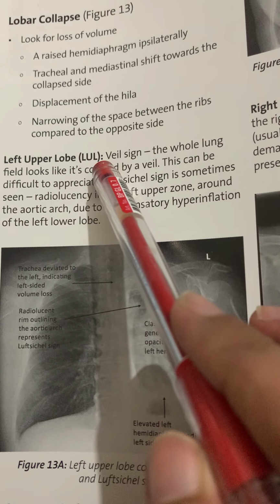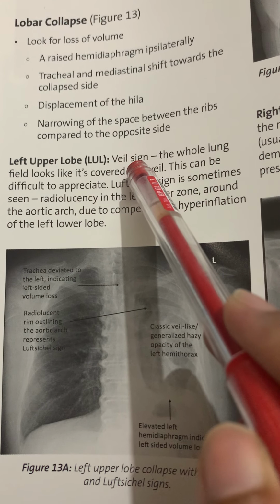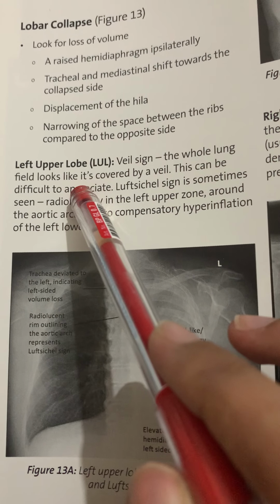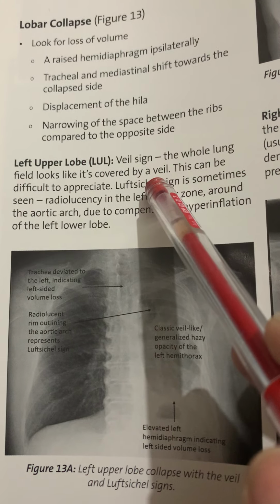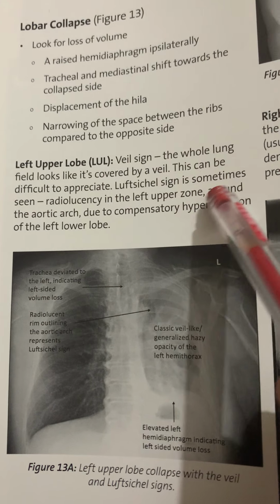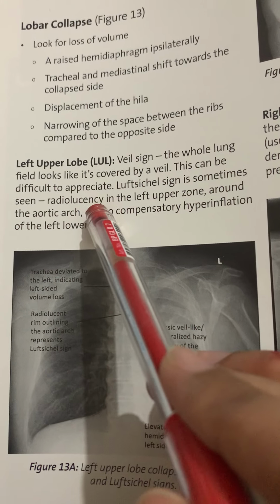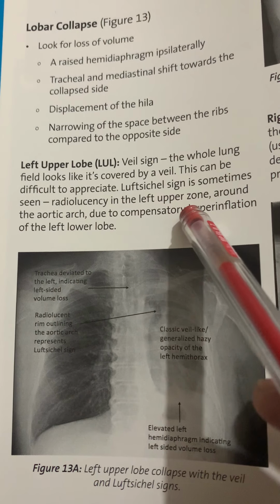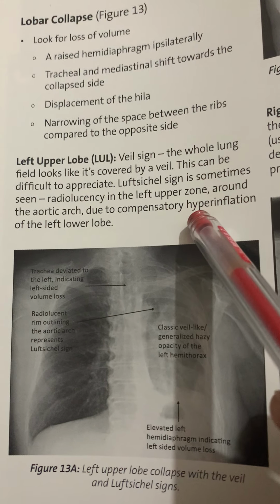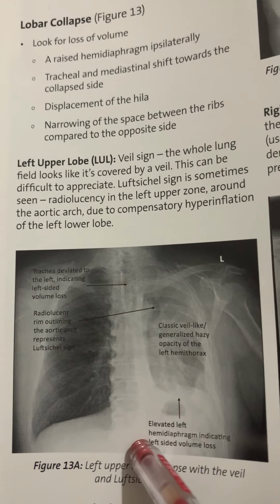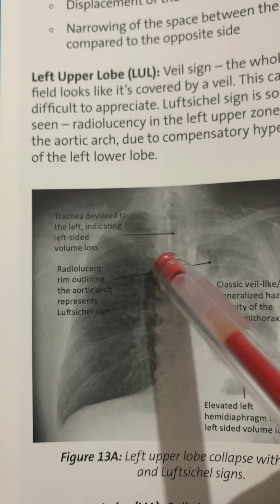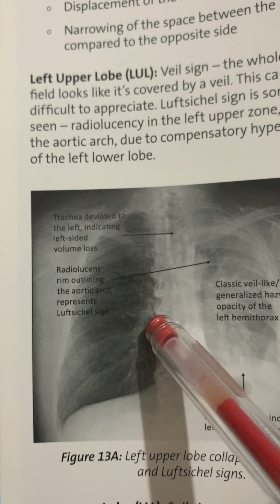In left upper lobe collapse, there is also the veil sign, in which the whole lung field looks like it is covered by a veil. This can be difficult to appreciate. Luftsichel sign is sometimes seen, in which radiolucency in the left upper zone around the aortic arch is present due to the compensatory hyperinflation of the left lower lobe.